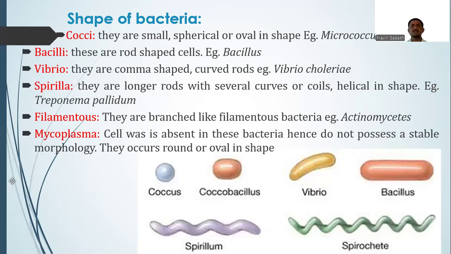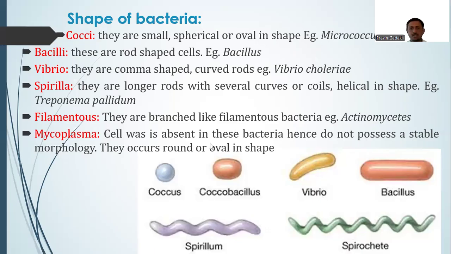Another shape is nothing but the bacilli, or we can also call it the rod shape. These are rod shape bacteria. For example, the genus Bacillus, all are rod shape bacteria. Vibrio is again another shape of bacteria, or in the slide we can say it is the comma shape of that particular bacteria. They are comma shape, or we can say curved rods. An example of comma shape bacteria, or Vibrio organism, is Vibrio cholerae.